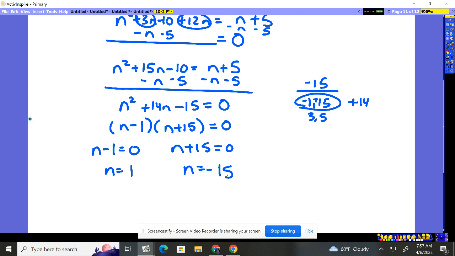Very tough problem because you got to be able to do everything, and then you got to realize, wait a second, let me get the n squared by itself set equal to 0 and then factor it. Tough problem, but doable.